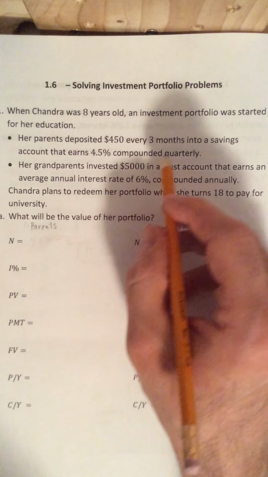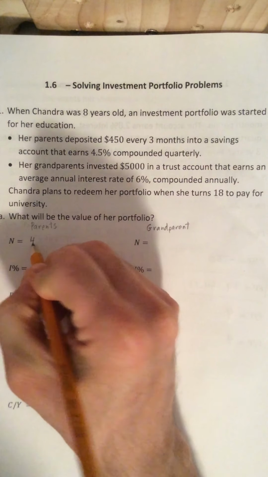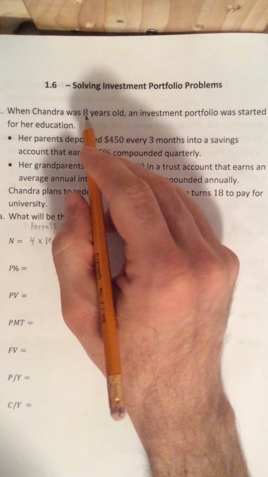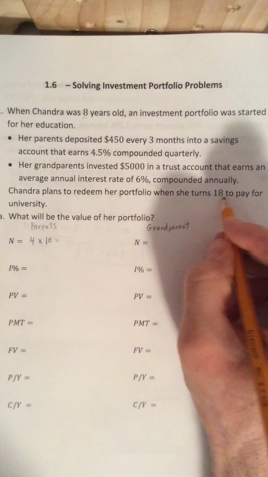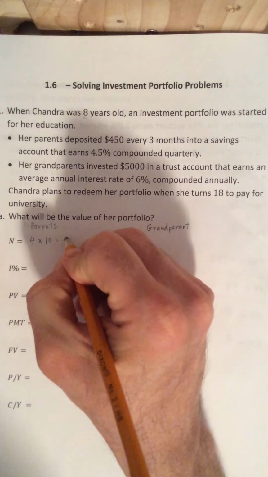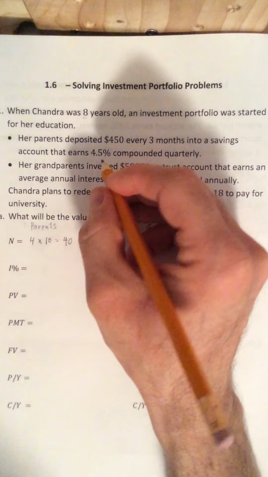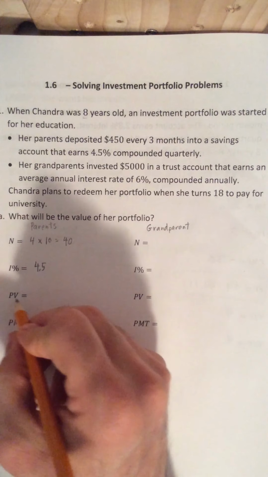This first investment by her parents, the interest is compounded quarterly. So that's 4 times a year for 10 years, because the investment is from now when she's 8 until when she's 18. So this will be 40 total compounding periods. The interest rate is 4.5%. Her present value is 0.